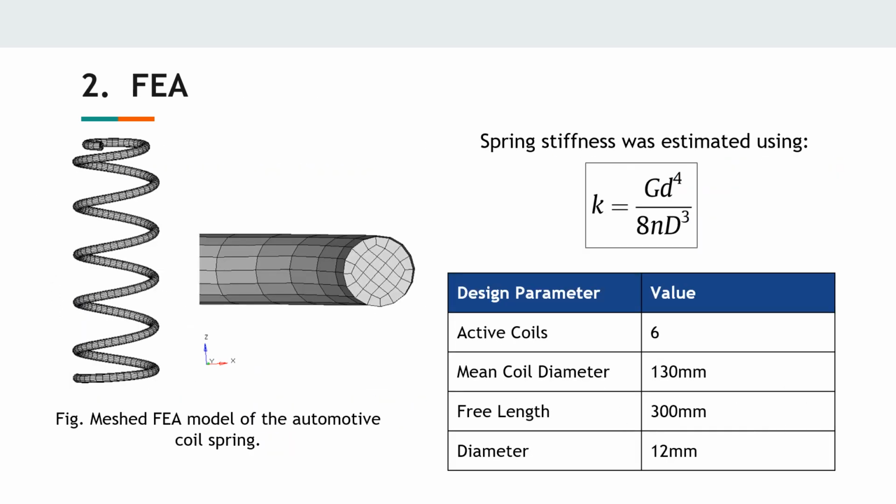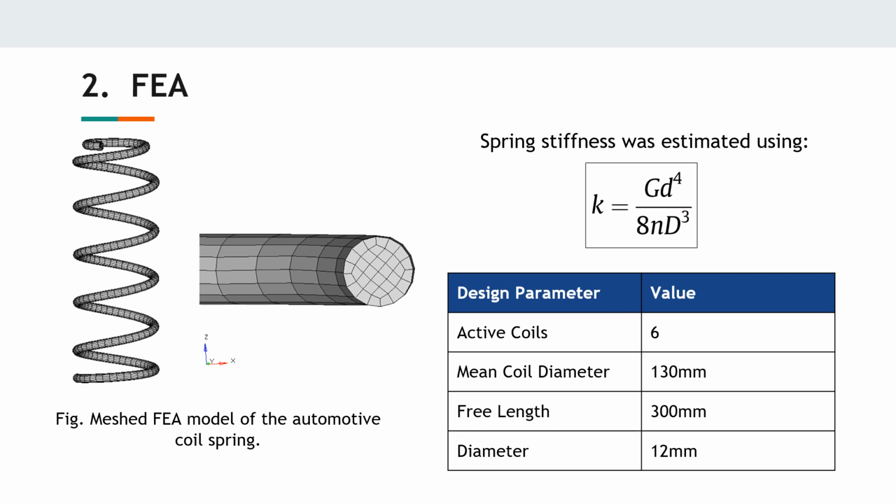The automotive coil spring was designed considering the given parameters, and the spring rate was estimated using a simple compression spring equation as shown. For the spring FEA, the applied element size was 2 mm. Rigid body elements were used for the top and bottom of the spring. The degrees of freedom of the top rigid body element were constrained, whereas a nodal force of 3000 Newton was applied at the bottom rigid body element.